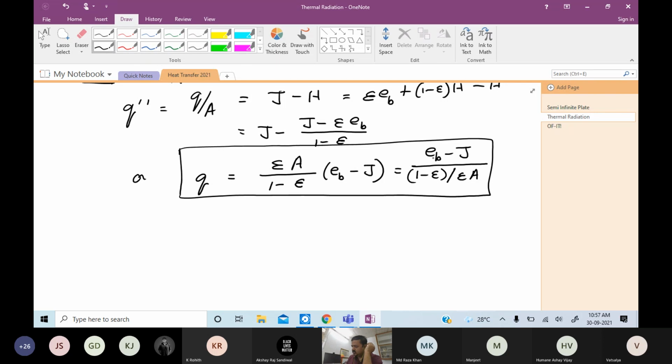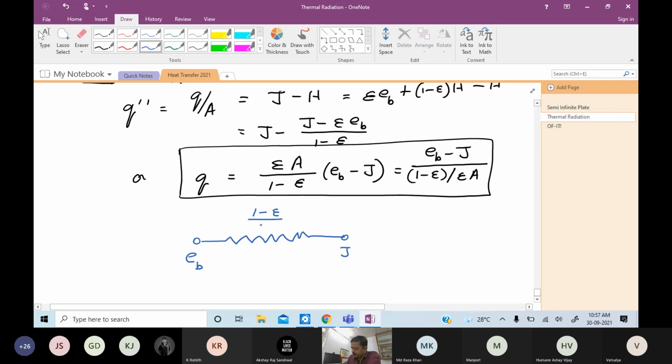We will write it again. So the way we are going to end today is by drawing a picture where I'm trying to say that I have 2 points. This is EB, this is J. EB is the source because it's a surface. So this is like a surface resistance, which is determining how much is the heat flux.